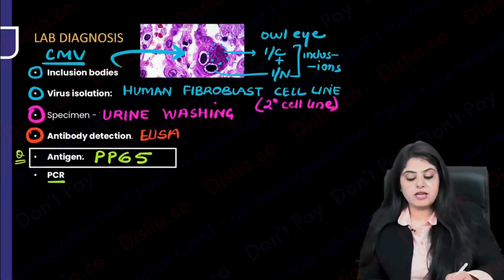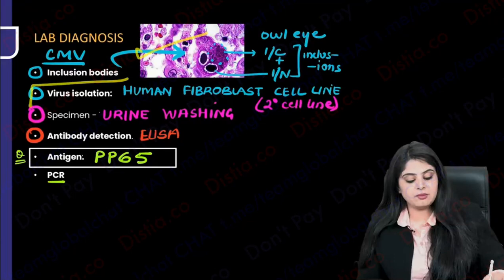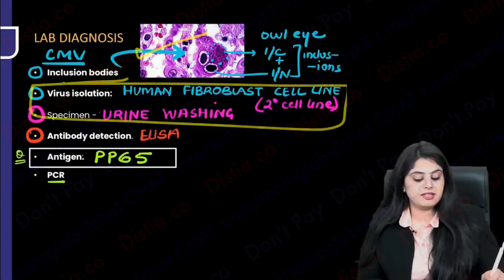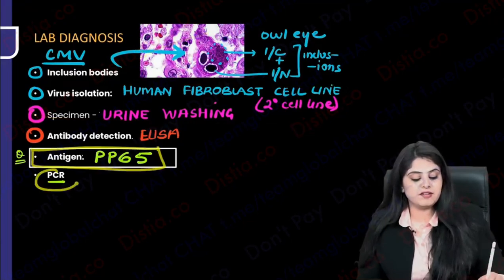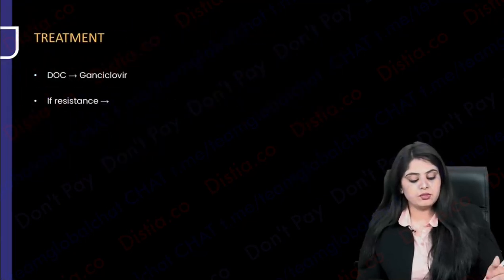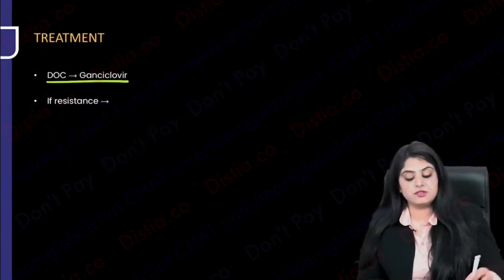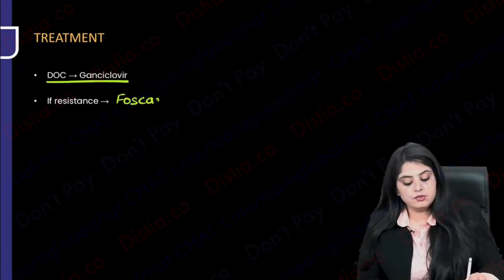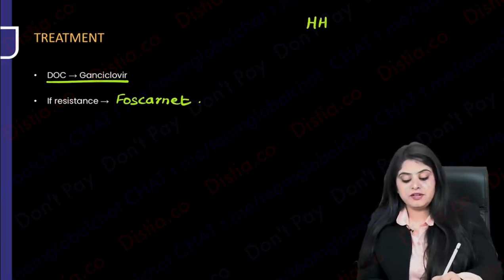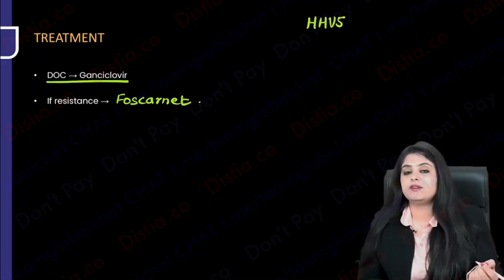Sorted for everyone. So we have the owl-eye appearance. This question I am expecting: in CMV, you will take urine washings and grow it on human fibroblast cell line. The antigen is PP65, and PCR is what you do. Finally, coming to the treatment, which is of course going to be ganciclovir. And if there is resistance, what do you use? You always use foscarnet. Guys, human herpes virus 5, that is cytomegalovirus, is done.